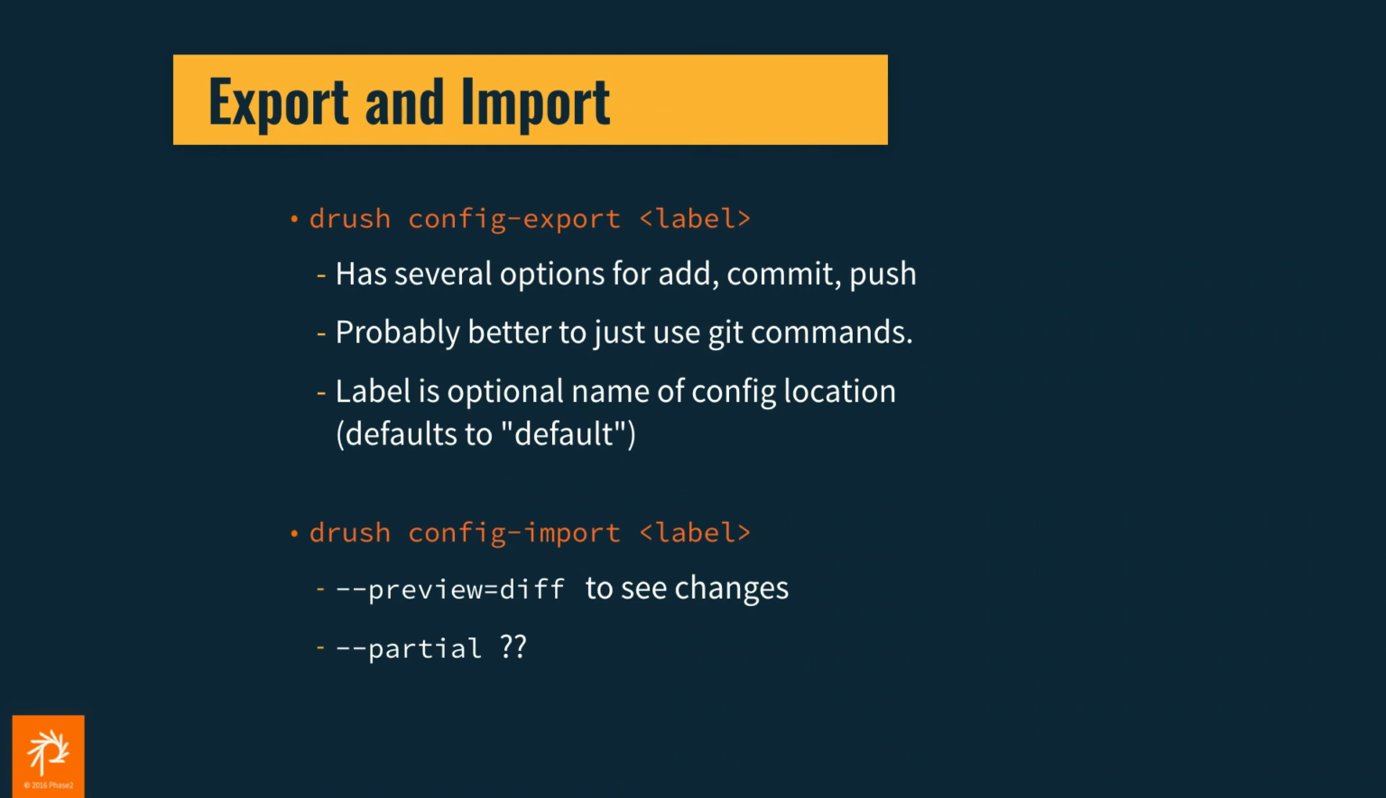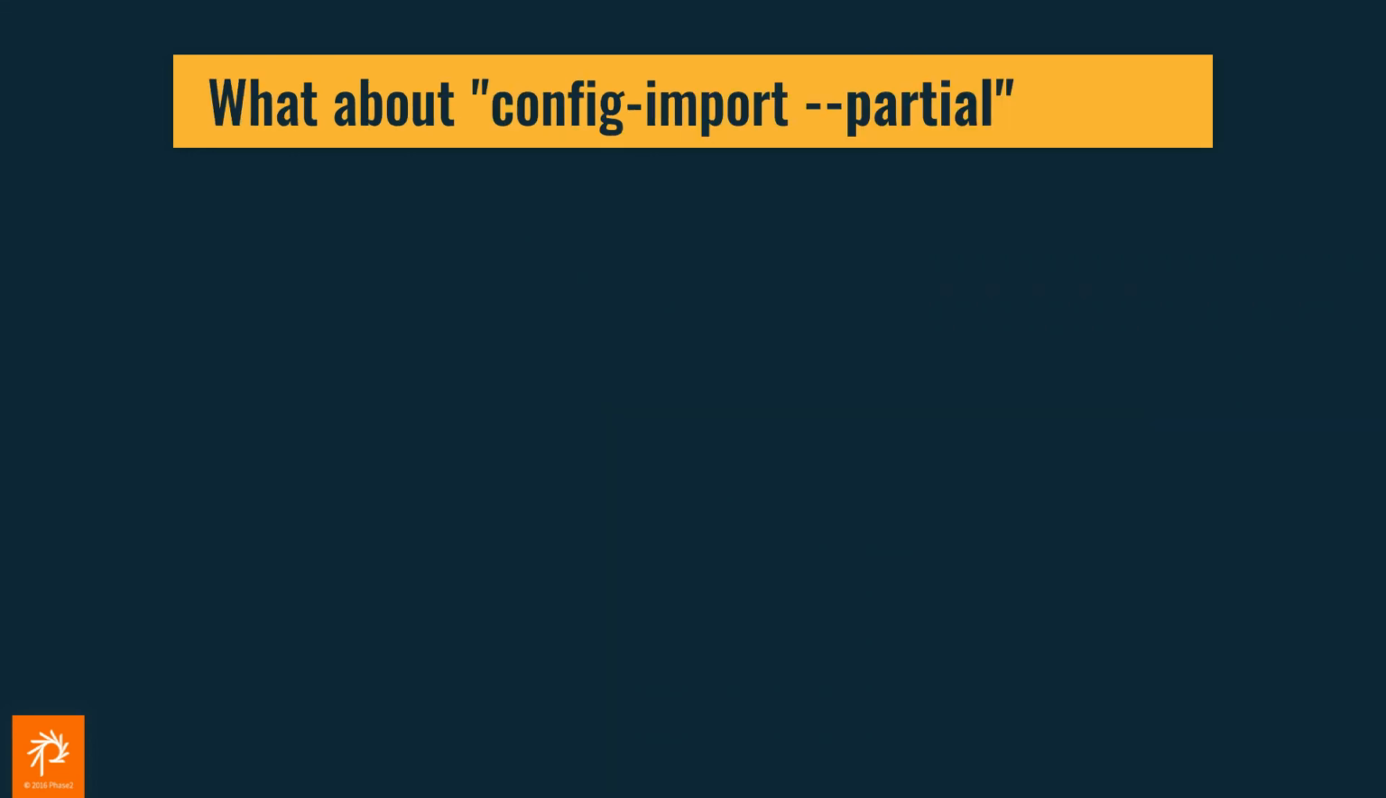The other useful option for config import is if you want to see what's going to be changed at a more detailed level, you can say --preview=diff, and it will actually show you, hey, in your site settings, you're going to change the title of the site or something like that, right? It's going to give you those details. And then there's this partial option that we will talk about.